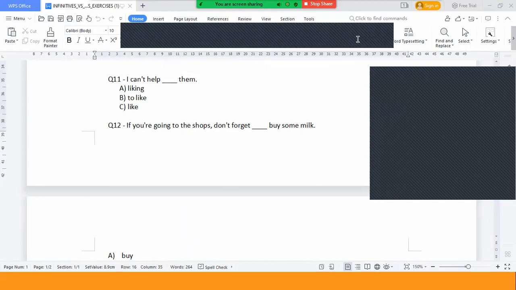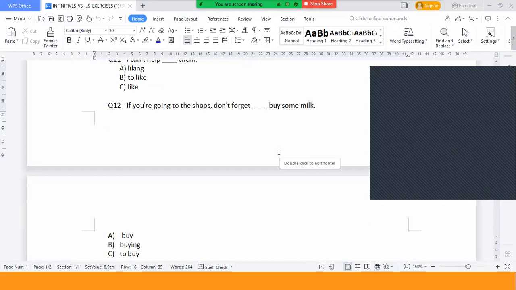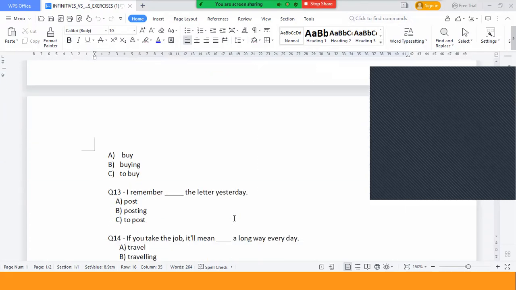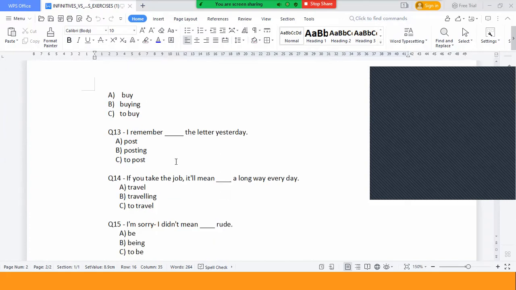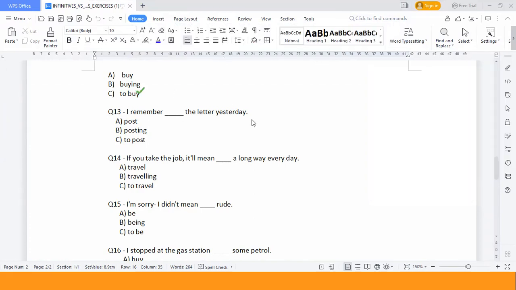Number 12. Catalina, please. If you're going to the shops, don't forget to buy some milk. Very good. Don't forget to buy some milk. Good, very good. Number 13, Alexis.